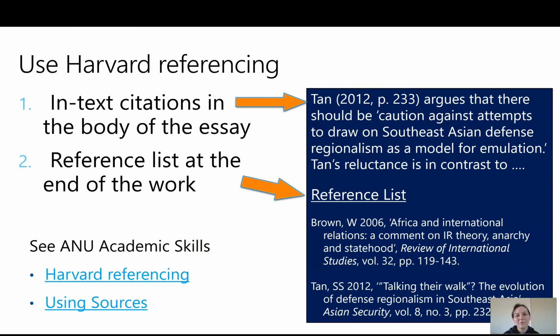Now, when you use Harvard referencing, remember that you have to reference in the text, so in the body of your assignment using the bracketed information, usually the author's surname, the year of publication, and the page number. And you provide a reference list at the end of the document. There's more information on our website about how to use Harvard referencing.